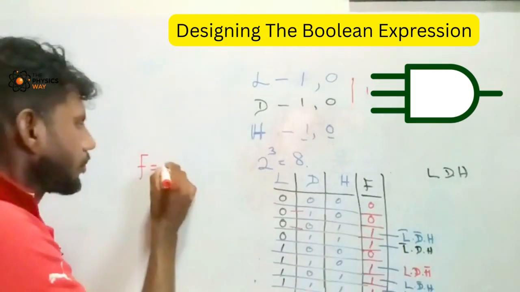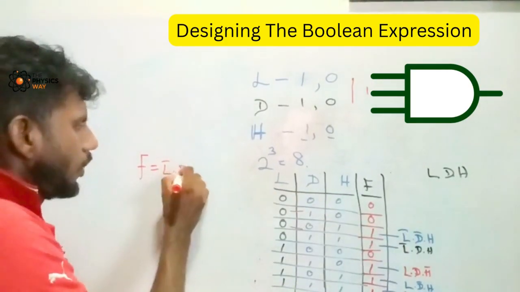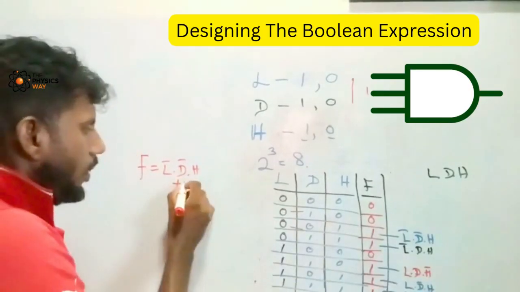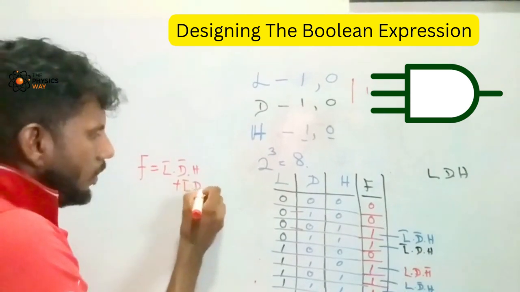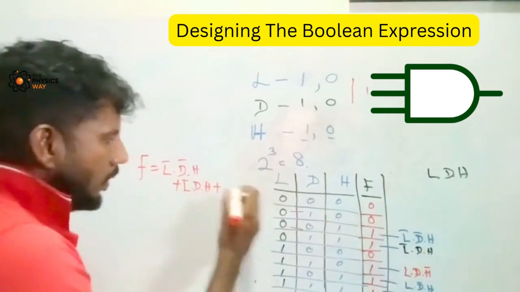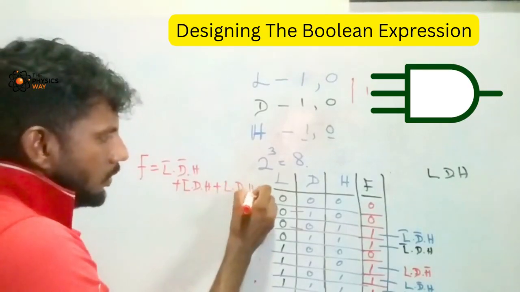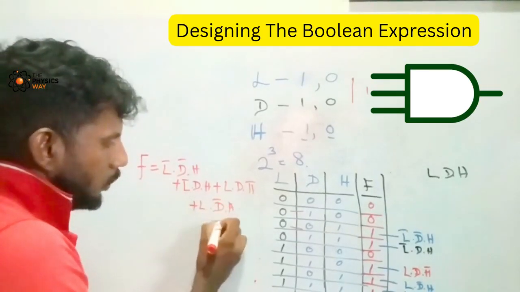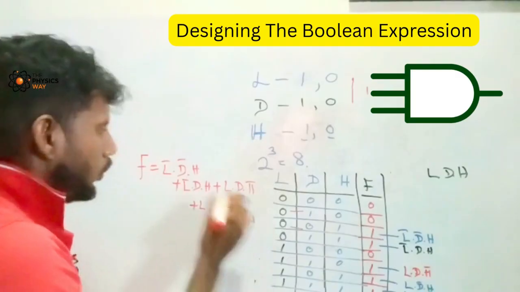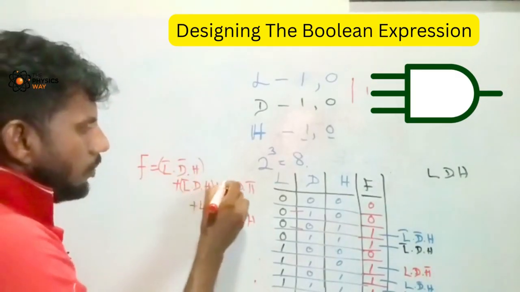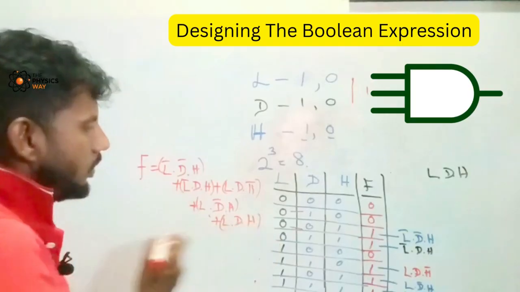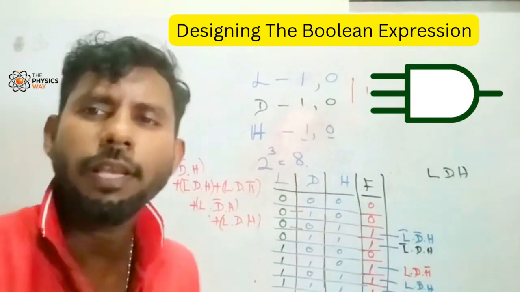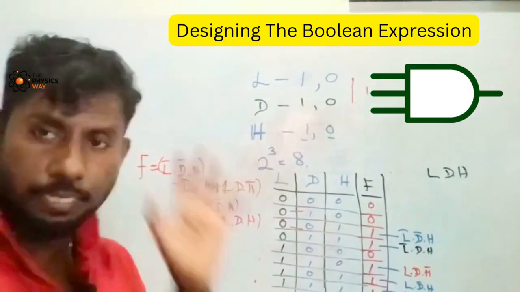equals, first one, L bar dot D bar dot H, plus second one, L bar dot D dot H, right? Next one, L dot D dot H bar, plus fourth one, L dot D bar dot H, plus L dot D dot H. So I'm going to connect it by using brackets, right? A longer Boolean expression. You can draw this as well by using 3 input NAND gates, and this is correct.